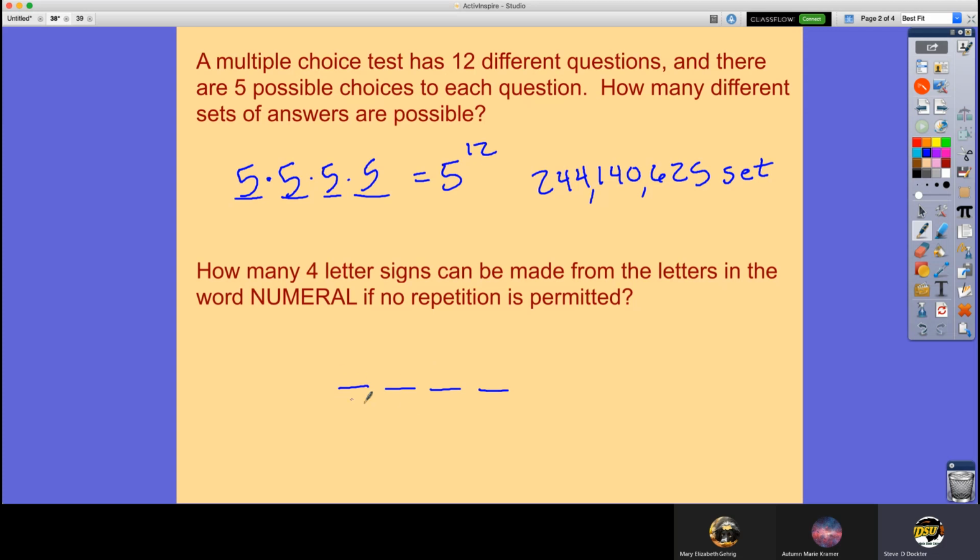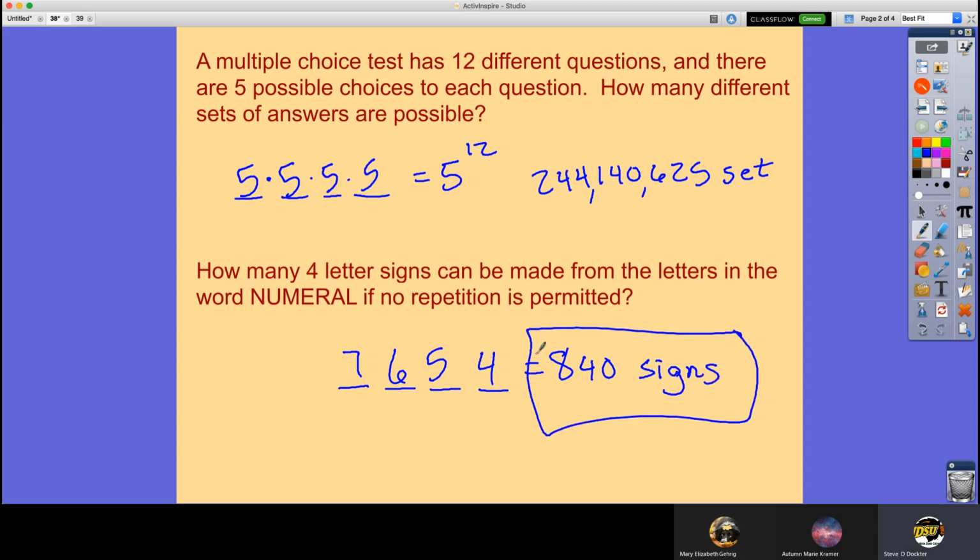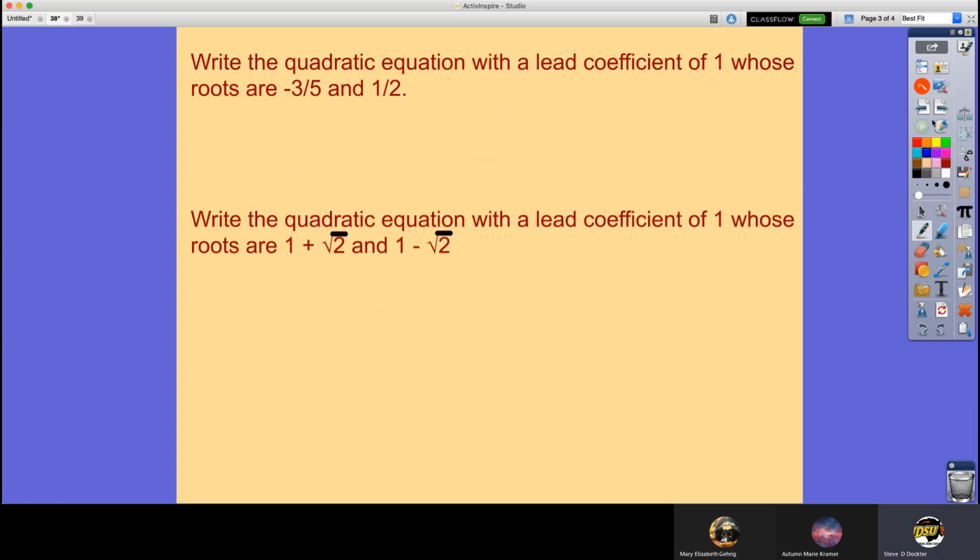All right, what's going into the first spot, people? 7, and then what's the answer? 840 different signs. Make sure you label these. Okay? Any questions? All right, off we go.